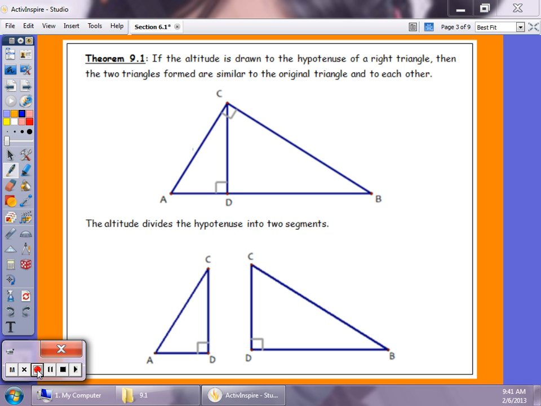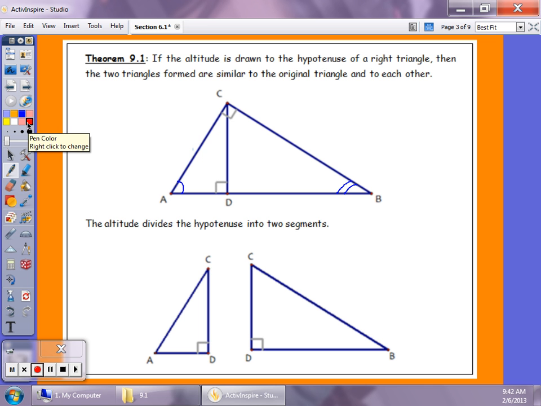Remember from the previous chapter that if the altitude is drawn to the hypotenuse of a right triangle, then the two triangles formed are similar to the original triangle and to each other. So let's take a look at triangle ABC, which is the large triangle, and go ahead and mark the angles. So we know angle C is 90 degrees. We're going to give angle A 1 tick mark and angle B 2 tick marks.